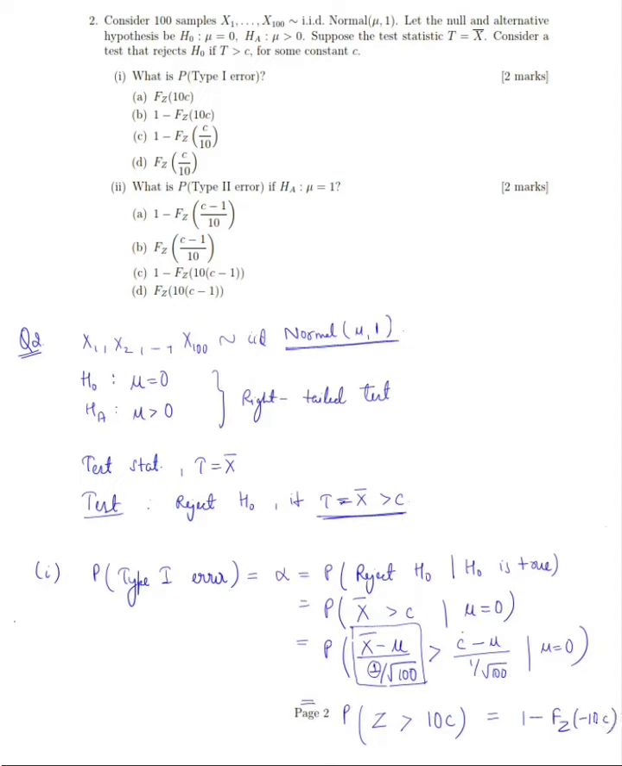Now this is nothing but 1 minus phi of 10c. Sorry, it is positive 10c. How is this coming? It becomes 1 minus the probability that Z is less than 10c. And we know that the probability Z less than 10c is phi of 10c. So this is our correct answer. Here it is option P.